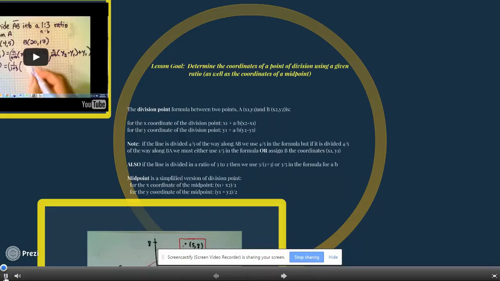Midpoint is just a simplified version of a division point. For the x-coordinate of the midpoint, it's the average of your x values, x1 plus x2 divided by 2, and for the y-coordinate of the midpoint, it's the average of your y values, y1 plus y2 divided by 2.